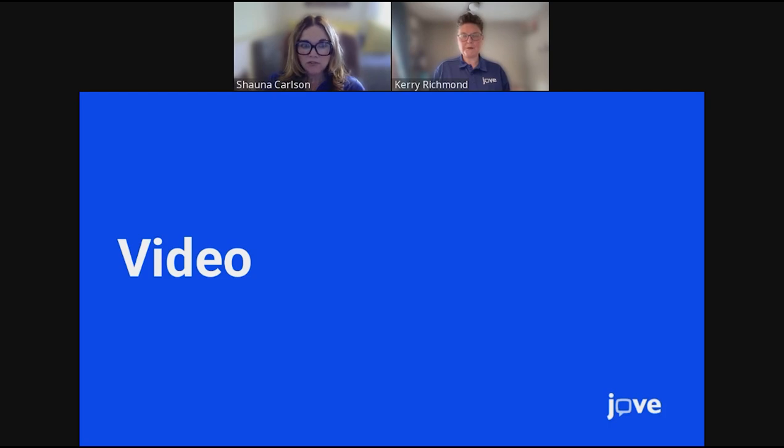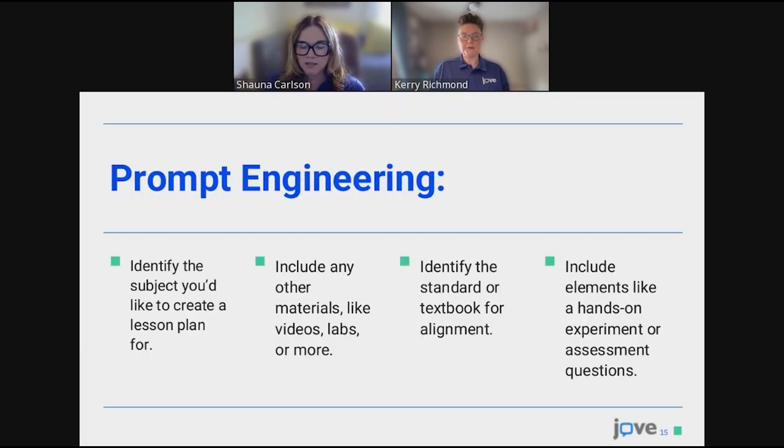All right, so those are the 2 videos we would like to include in our lesson plan. This is the same slide we went over for the middle school, but just to refine and refresh, right? This is where we are going into prompt engineering. We want to identify the standard that we're aligning to, the subject we want, which we've already identified, and anything else we want to include: hands-on labs, experiments, assessment questions, a worksheet, anything like that that we would like to keep in there. So I'm going to share my screen again, and we will jump back into ChatGPT.